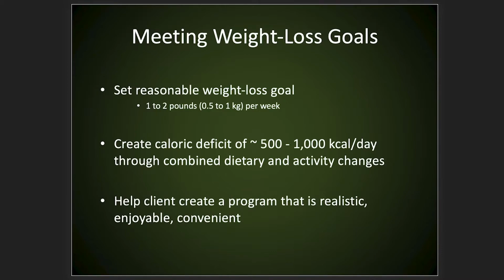So creating a caloric deficit of about 500 to 1,000 kcals per day through combined dietary and activity changes. It doesn't mean reducing the overall caloric intake from what they're normally doing by 1,000 kcals per day. But you can use the combination of dietary decrease and activity increase to get that 1,000 kcals.